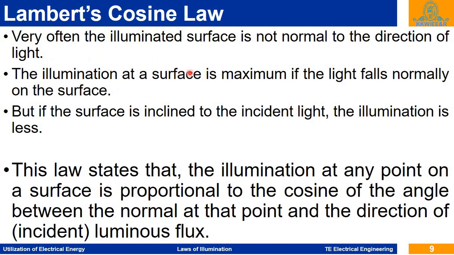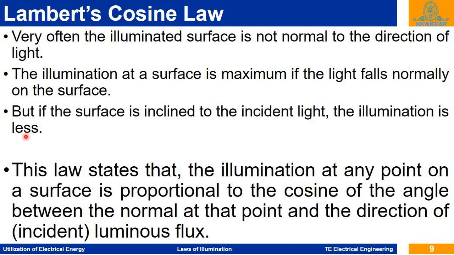The illumination at the surface is maximum if the light falls normally on the surface. So we consider the case of, say, a street light, and if we stand exactly below the street light, we get the maximum illumination level, and if we move away, then the illumination level goes on decreasing. So if the surface is inclined to the incident light, the illumination level is less, or it decreases.